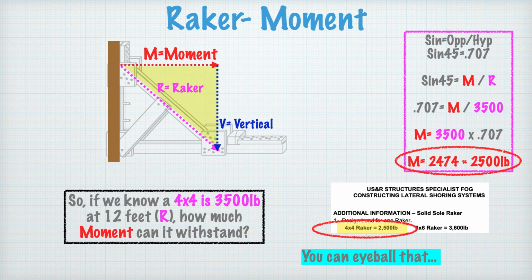All right, so let's think about this raker moment a little bit deeper here for a second. So if we know that a raker leg has the ability to support 3,500 pounds at around 12 feet, we could back that up and we could say, okay, well, if we can support 3,500 pounds with a 12-foot long 4x4, how much moment force can that control with a 45-degree raker? Well, we could use our vector analysis and compare that and say, well, it's about 70% of 3,500 pounds. Or we could do the mathematical analysis, which I've done in the top right of the slide, and we come out to the moment equaling just about 2,500 pounds. So if we, again, refer back to the design load of a raker, it's 2,500 pounds. I don't think it's a coincidence that those numbers line up.